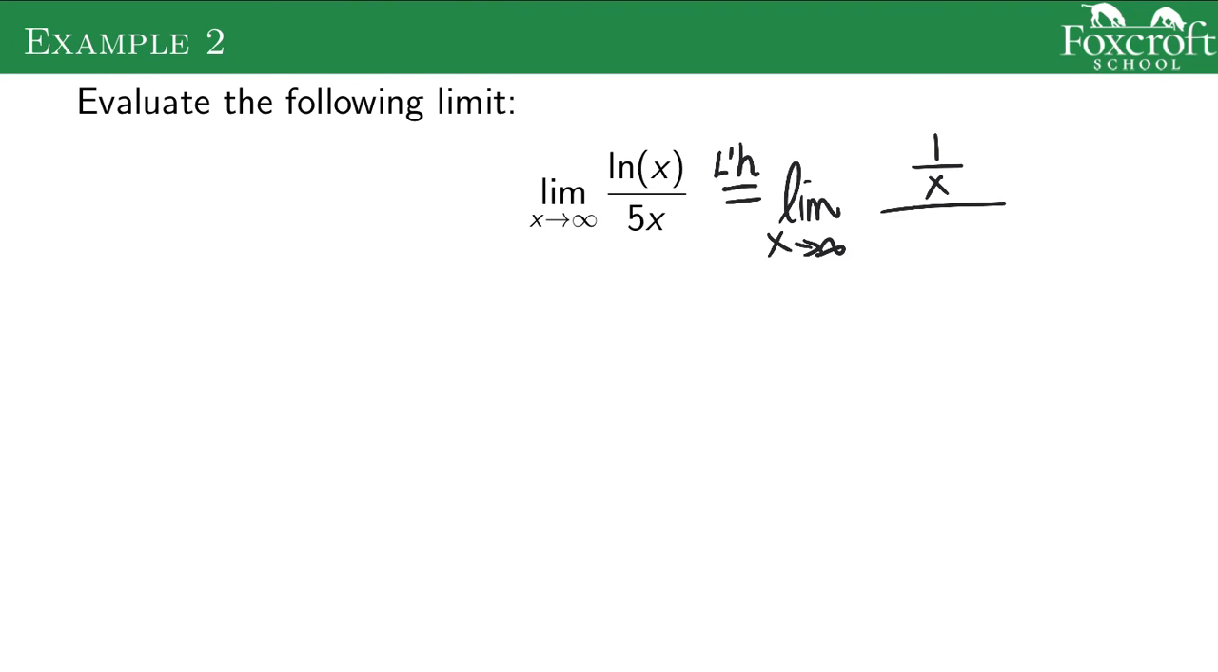And the derivative of 5x is 5. And if I simplify this, it becomes 1 over 5x. And now I want to try to plug in infinity again. If I plug in infinity, I'm going to get 1 over something infinite. And if I'm taking a constant and dividing it by a really big number, I'm going to get 0. And so my final answer for this one is 0.